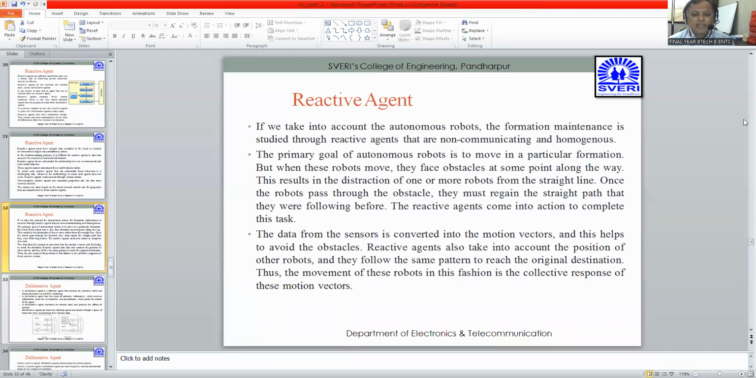Reactive agents also take into account the position of other robots, and they follow the same pattern to reach the original destination. So obviously the reactive agents also take into account the position of other robots, because if a number of robots are going, it has to take care that there are other robots also, and they also follow the same pattern in order to reach the original destination. Thus the movement of these robots in this fashion is a collective response of these motion vectors.